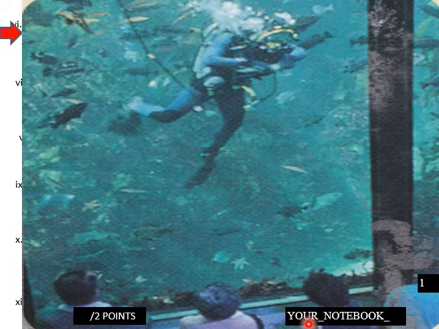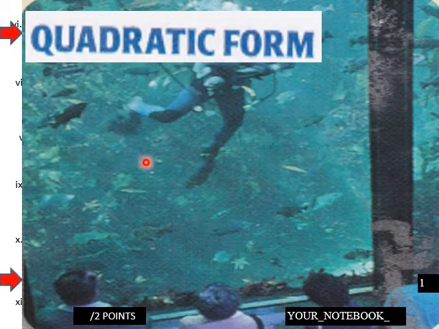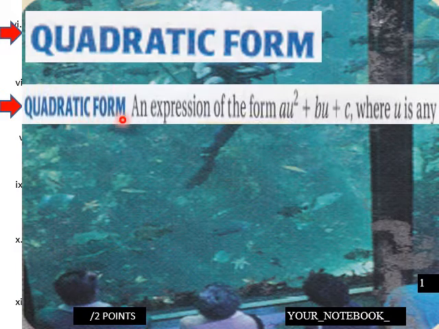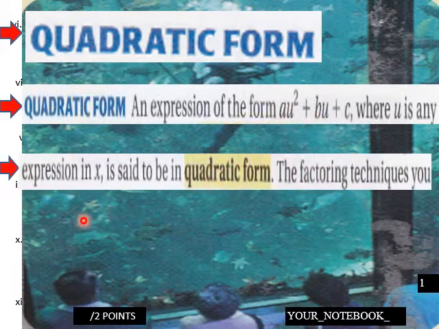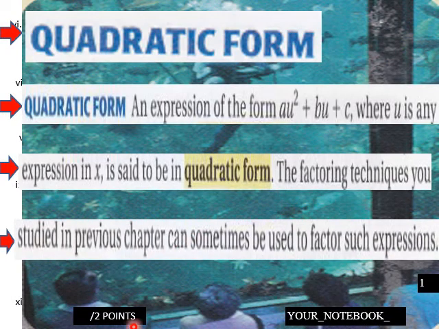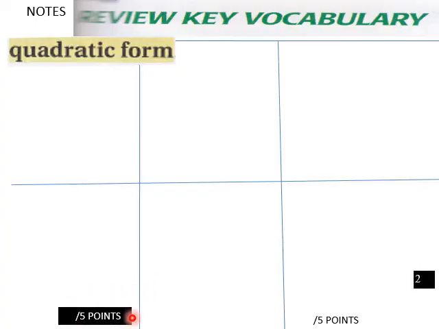For today's lesson in your notebook entry here, quadratic form: an expression of this form, au squared plus bu plus c, where u is any expression in x, is said to be in quadratic form. The factoring techniques you studied in previous chapters can sometimes be used to factor such expressions. So, students, in your own words, define quadratic form.